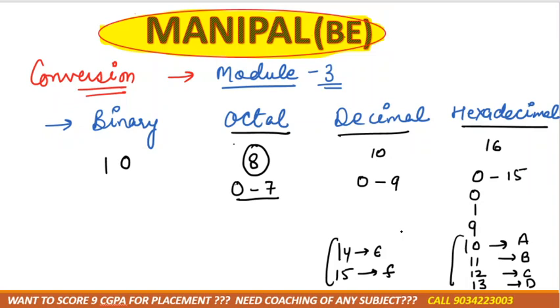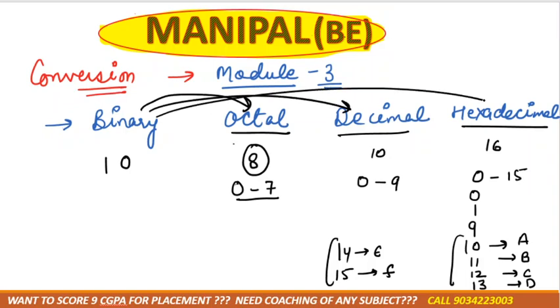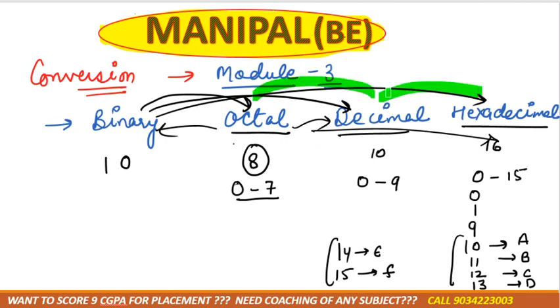Now we are going to learn about the conversions, meaning you should know how to convert from binary to octal, binary to decimal, then binary to hexadecimal. Or we can say octal to decimal, octal to binary, octal to hexadecimal. Or decimal to hexadecimal, decimal to octal, decimal to binary. Or hexadecimal to decimal, hexadecimal to octal, like that.